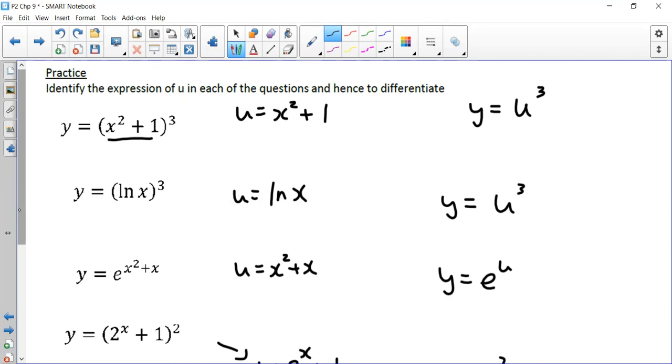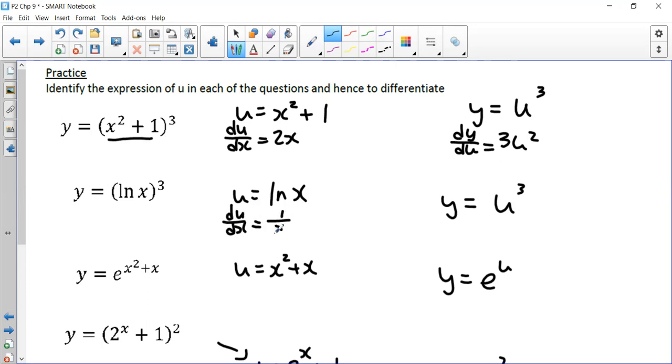Right, so in here, du by dx for the first one is 2x, dy by du is u squared. Next one, du by dx, differential of ln x is 1 over x, dy by du is 3u squared. Now I'm going to skip the next 3, so I'm going to finish off questions 1 and 2. Once we've done the next step, have a look at the example again.